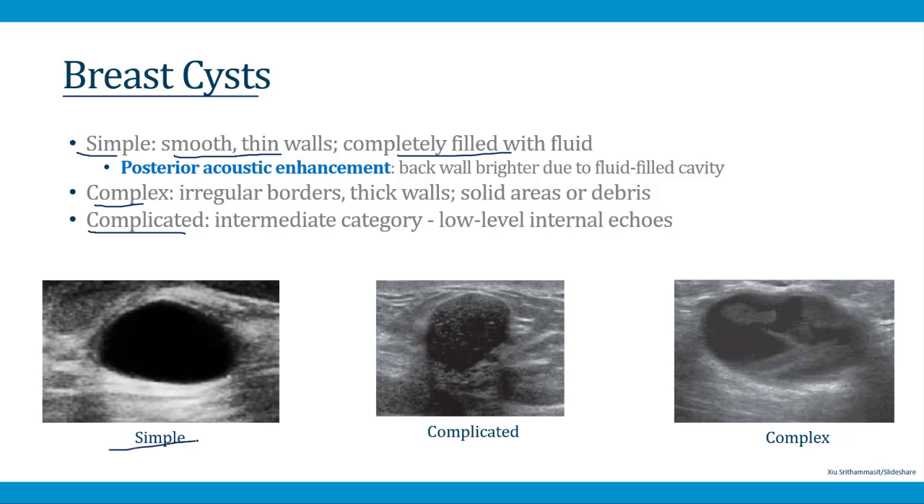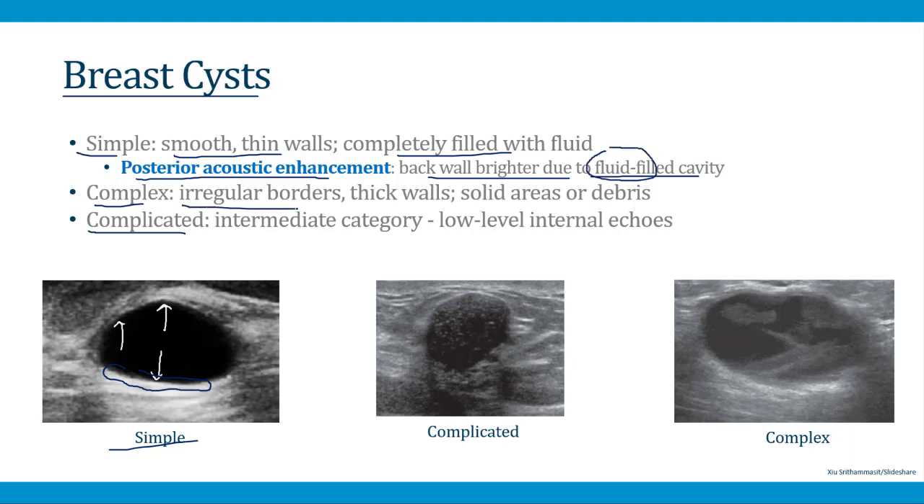This is an example of a simple breast cyst on the bottom left side of the screen here. Notice that the walls are thin and it's completely filled with dark fluid. Notice also that the posterior or back wall is bright white compared with the anterior or front wall. You can see this bright white color to the back wall of the cyst. That's called posterior acoustic enhancement, and this is a classic feature of simple breast cysts. Anytime you have a fluid-filled cavity and you analyze it with ultrasound, the back wall will be brighter when there's fluid inside the cavity.